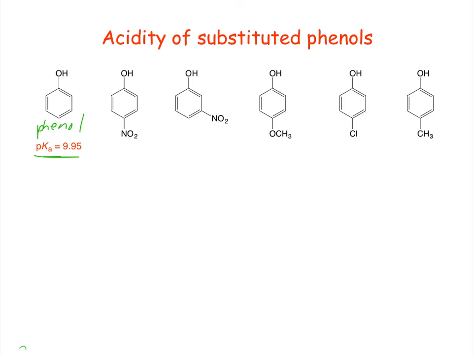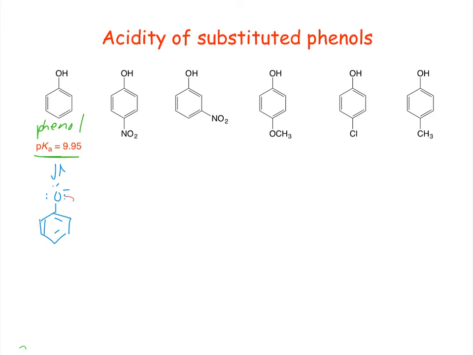So when we want to consider acidity, what do we usually look at? The stability of the conjugate base. So let's think about these conjugate bases. For phenol, it would be this phenolate anion. And what do you think about this as an anion? Is this stabilized in any way? Yeah, right?